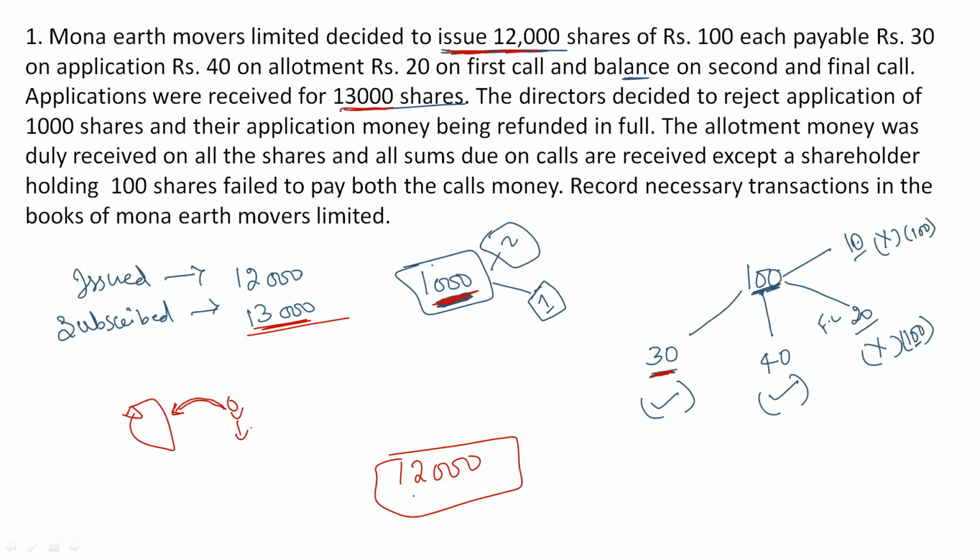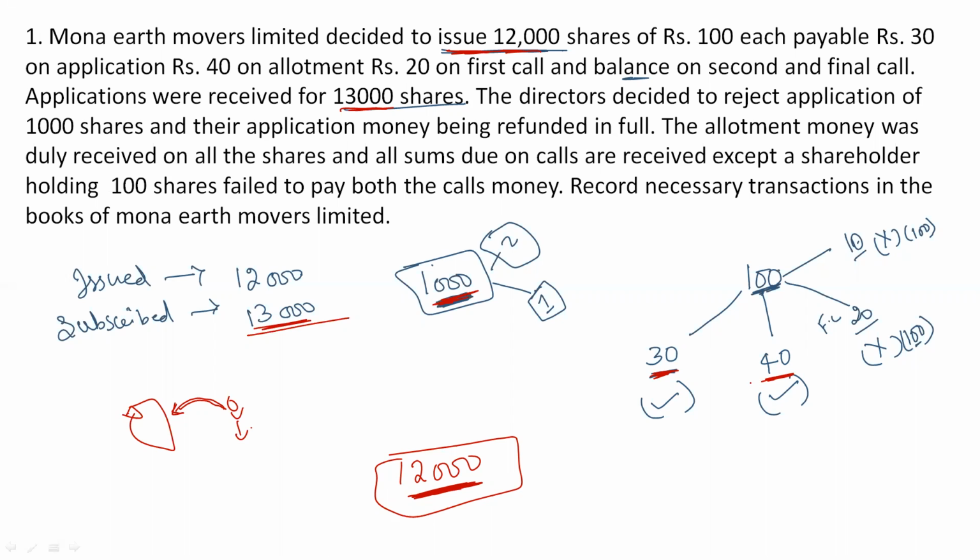Okay, so accepting means what? The company now is allotting the shares to the public, to these 12,000 members. Now these 12,000 members are becoming the shareholders of the company. In the application process, everybody was just an applicant from the general public. Now the company is accepting the shares and allotting them, so these 12,000 members are becoming the shareholders now. And during allotment, the company is asking to pay 40 rupees.